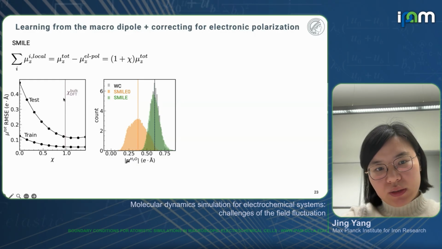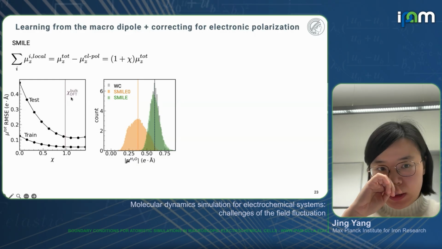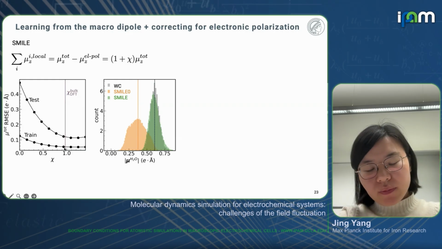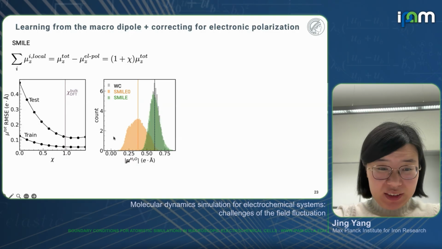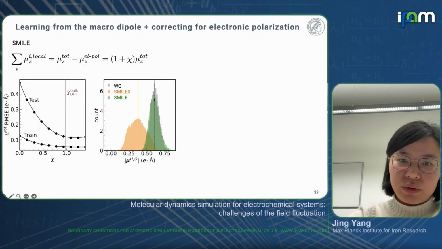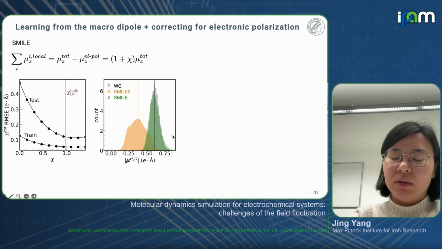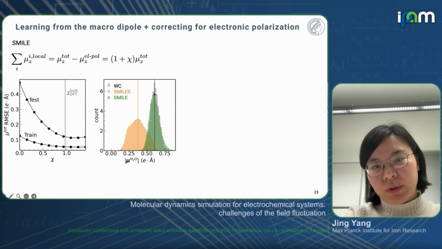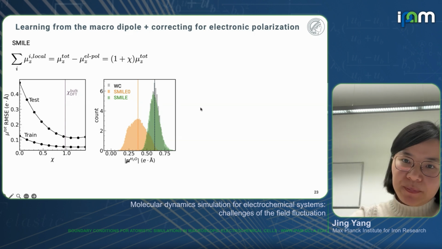And this is close to the psi if you compute it for the DFT water, which is again about 1. And if you use this correct value of psi, what we see is that now the SMILE model can really reproduce also the magnitude of the individual water molecular dipole. So this goes back to about 0.6, which is expected.